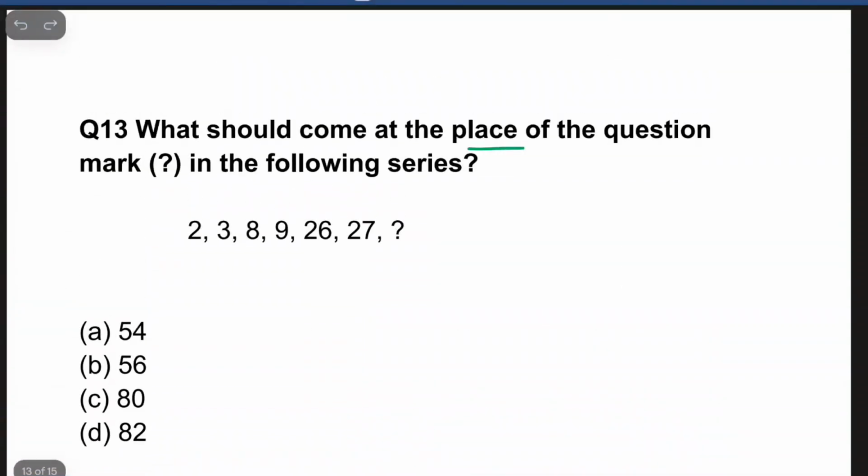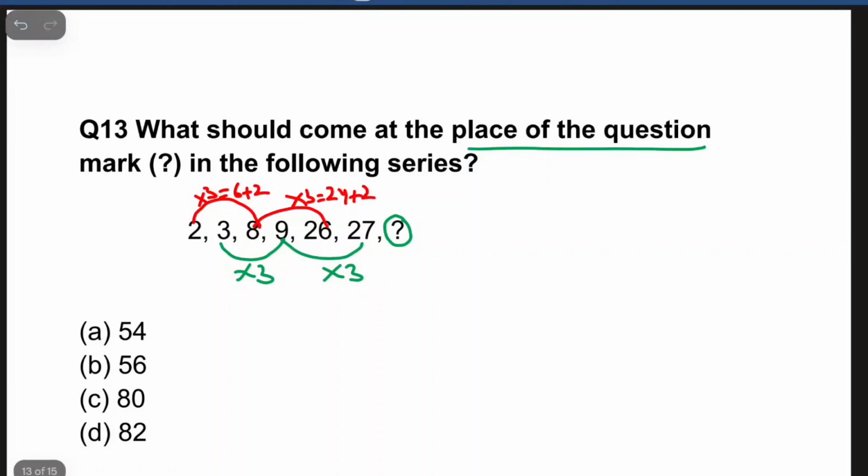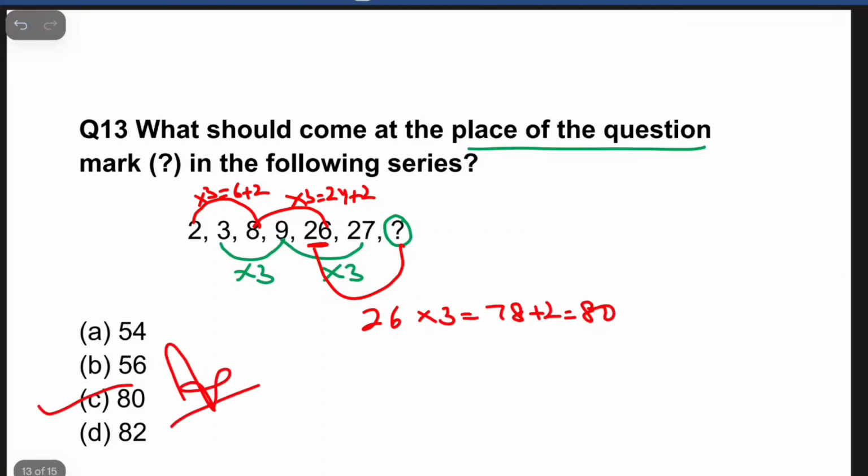Question number 13, what should come in the place of the question mark in the following series? We have 2, 3, 8, 9, 26, 27 and we have to find this missing number. Now this is a mixed series. We will start with the even positions. 3 times 3 is 9. 9 times 3 is 27. Now for the odd positions, 2 times 3 is 6. If we add 2, we get 8. Similarly, 8 times 3 is 24. If we add 2, we get 26. So we apply the same logic to find this missing number. 26 times 3 gives 78. If we add 2, we get 80. Option C is the correct answer.